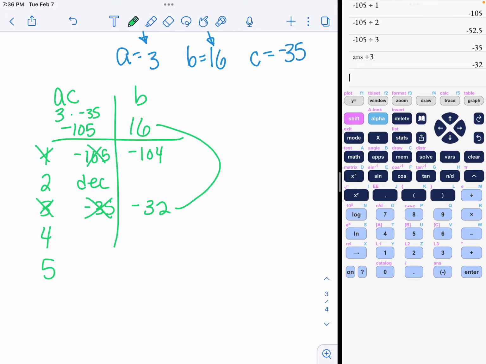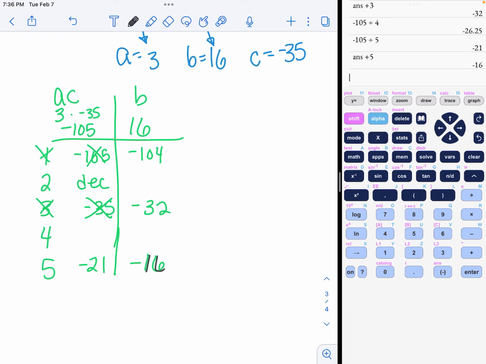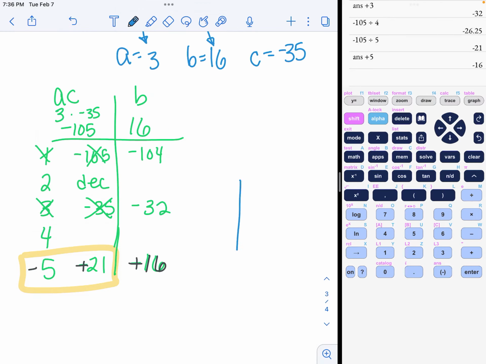Remember, I need 16. If I do -105 divided by 4, I get a decimal. -105 divided by 5 is -21. Oh, I think we got it. If I add those together, I get -16. Remember how we discussed if you get the right number but the wrong sign, you switch the signs in that row. So my magic factors are 5 and 21. I do want to tell you, I think the hardest part for students is finding those magic numbers there.